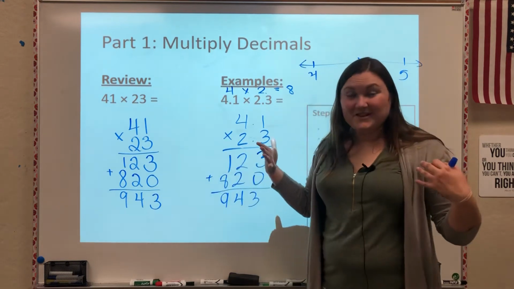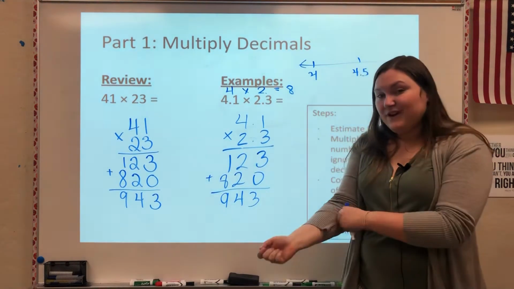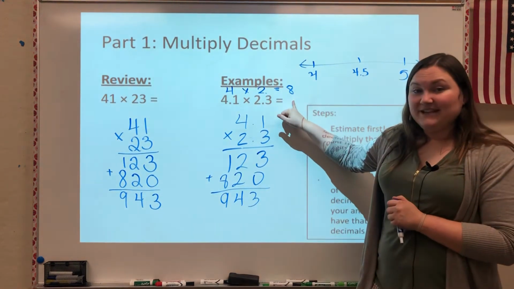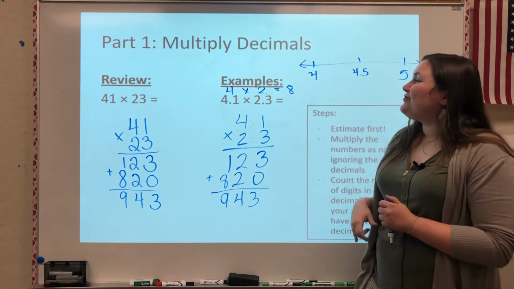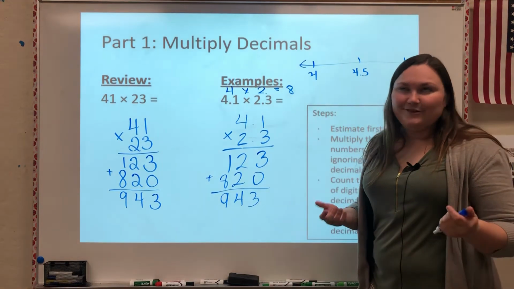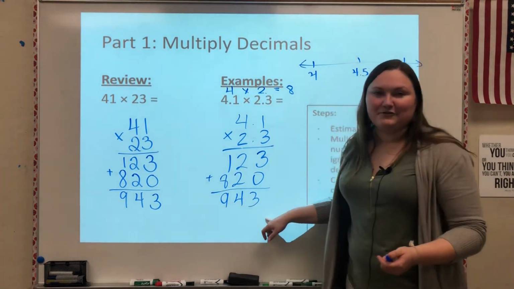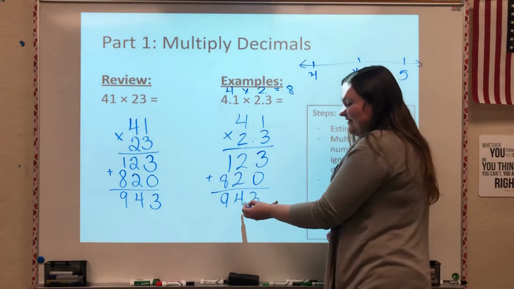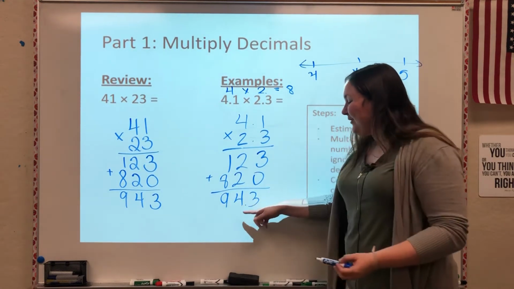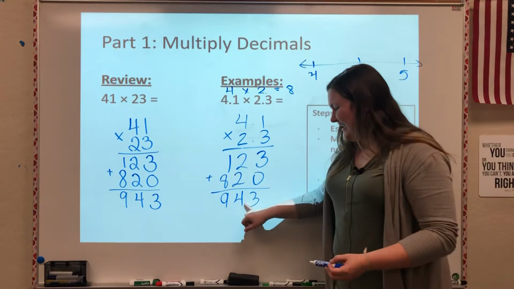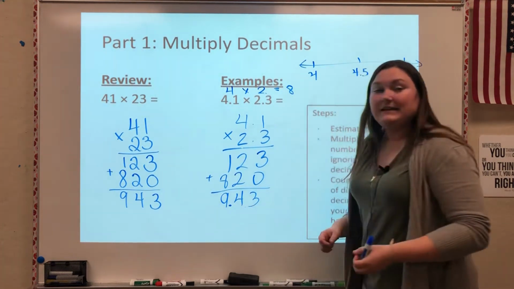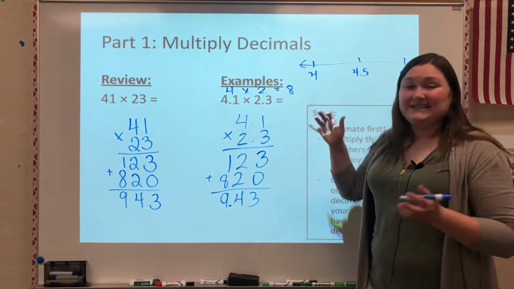Same process. The only extra step is figuring out where that decimal goes, which is part of the reason why estimating is so helpful. If I know my answer should be close to 8, I know the answer definitely is not 943. I need a decimal somewhere in my answer. If I put a decimal here, 94.3 is not close to 8. But if I put the decimal here, 9.43 is close to 8, which is how that estimating can help you out.